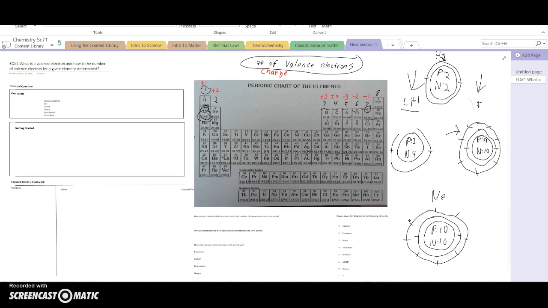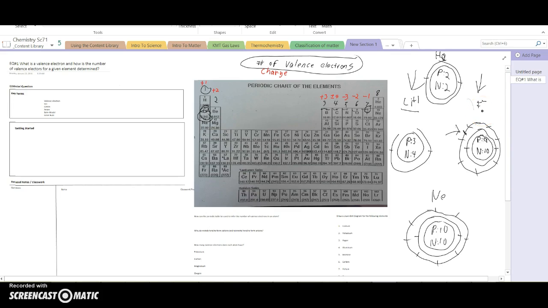So fluorine gains an electron. So let's say it gains that electron that lithium lost. So now it has 8 valence electrons. Now fluorine is an anion, a negatively charged ion. It has 9 protons, 9 positive charges, and 10 electrons because it gained 1. So in becoming an ion, it has gained or lost electrons. Lithium lost 1 electron. Fluorine gained 1 electron.